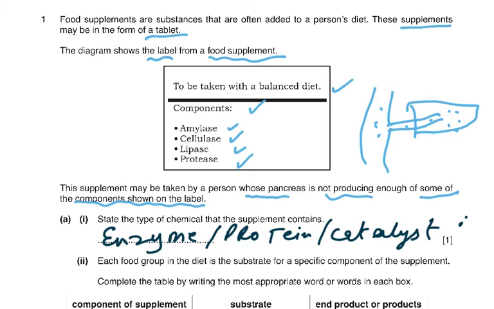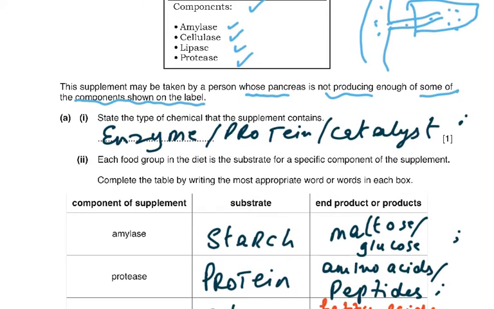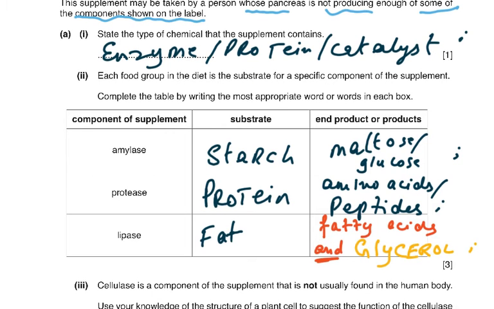State the type of chemical that the supplement contains. You could have said enzyme, you could have said protein, you could have said a catalyst. Now, each food group in the diet is the substrate for a specific component of the supplement. Complete the table by writing the most appropriate word or words in each box.